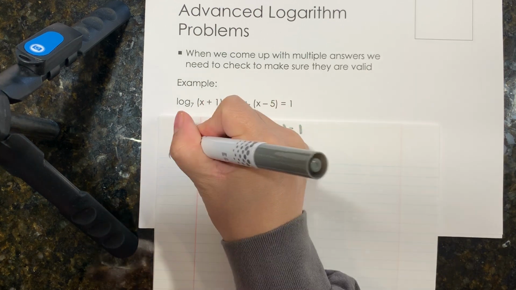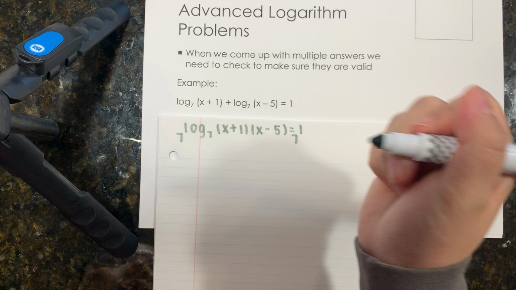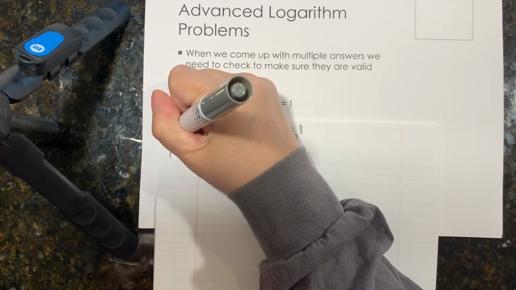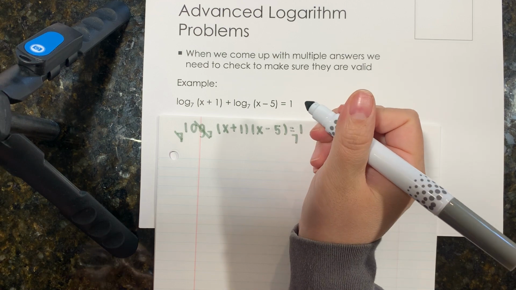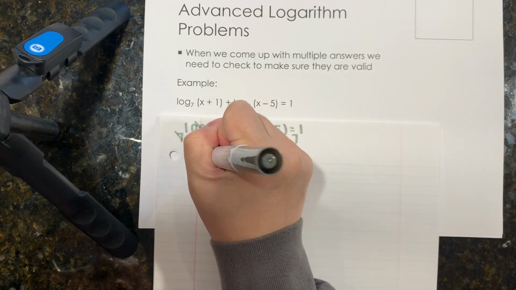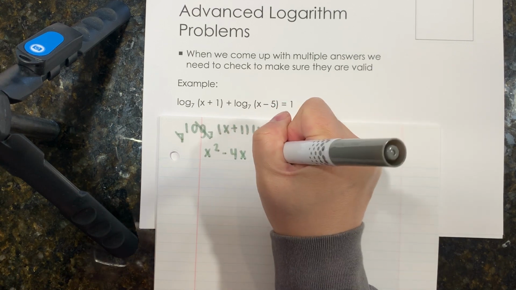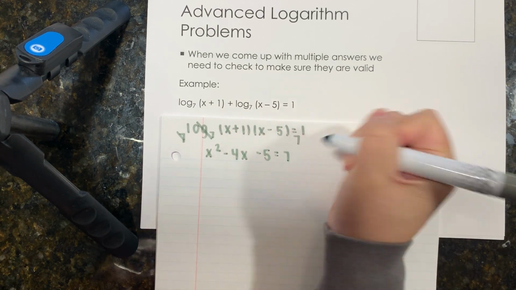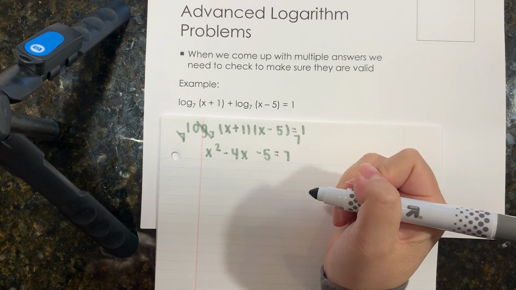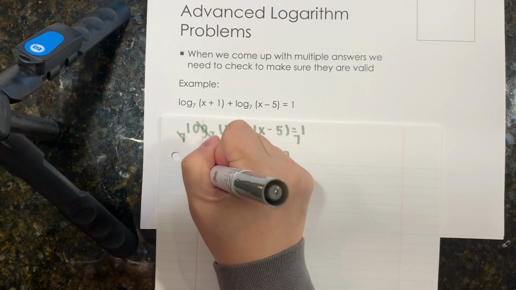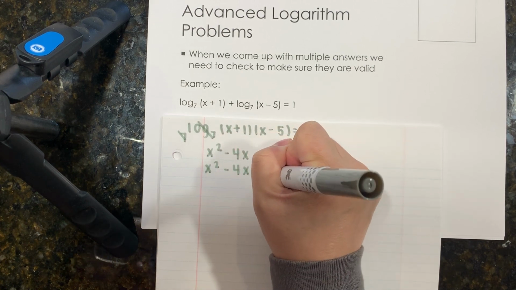So this would be 7 to the log 7 and then 7 to the 1. When my base and my log and my exponent are the same, those actually cancel. On this left-hand side, I'm actually going to multiply that through, which would give me x squared minus 4x minus 5 is equal to 7, because 7 to the 1 would be 7.